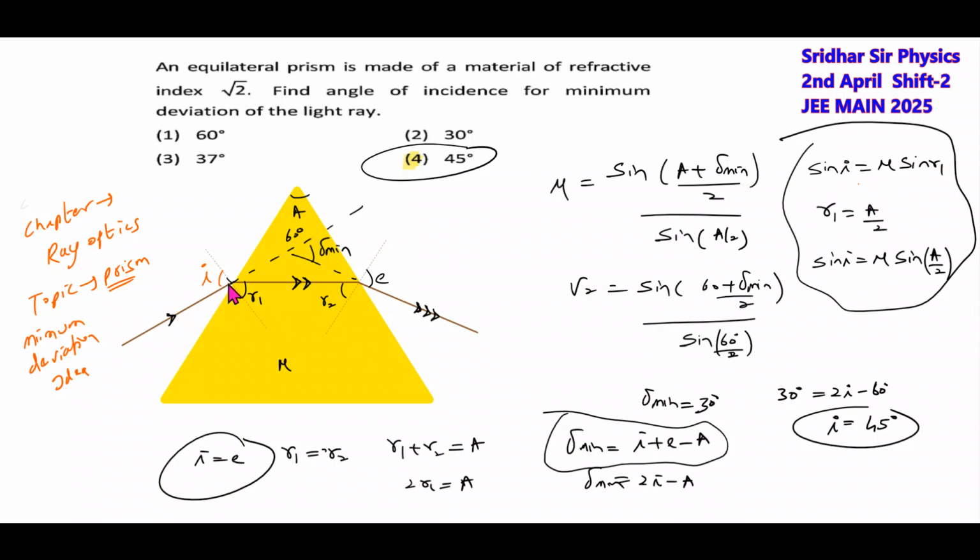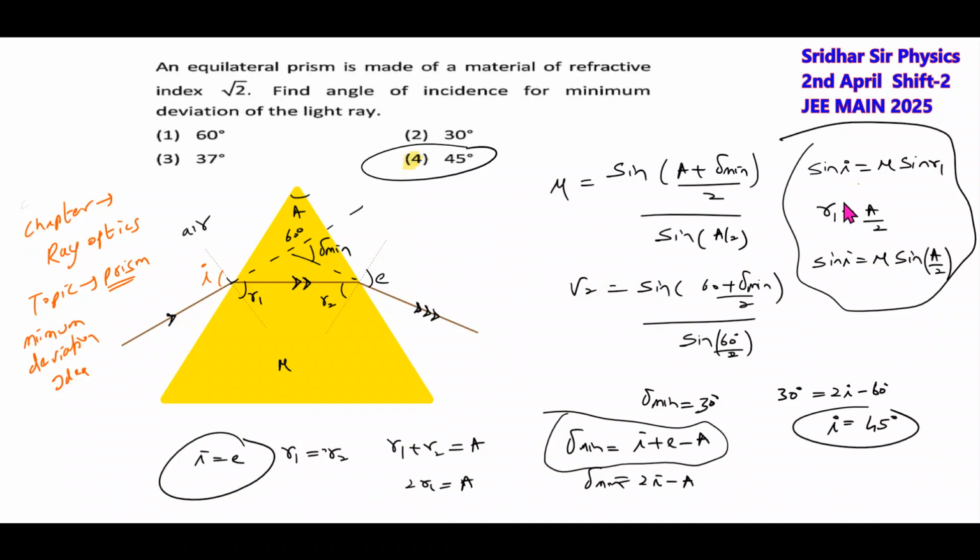Directly apply Snell's law of refraction at the point of incidence. Sin I is equal to mu sin R. And at minimum deviation R1 should be equal to A by 2. Already I derived it here. Substitute this. Sir, I don't know this concept. Okay, fine, at least apply Snell's law, and at least you should know at minimum deviation R1 equals R2 equals A by 2 and I equals E.